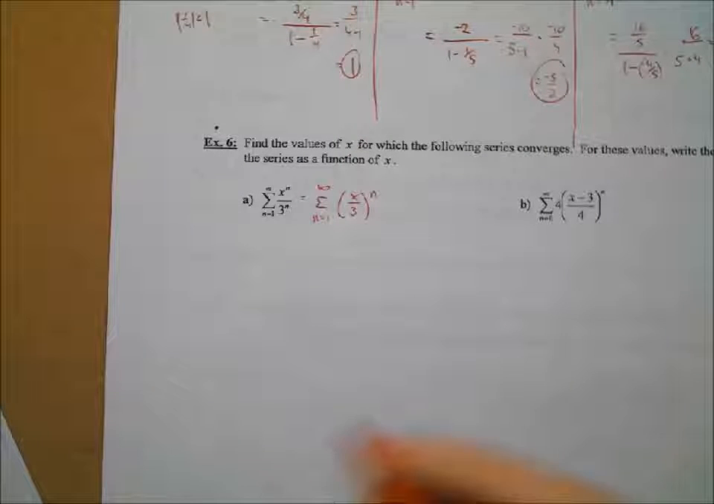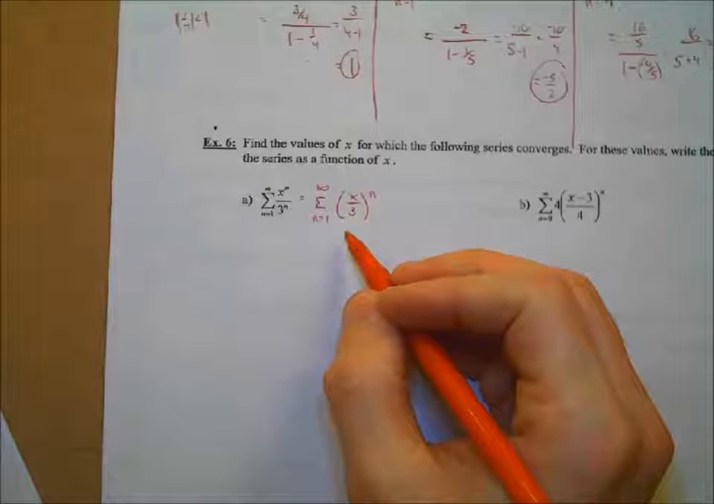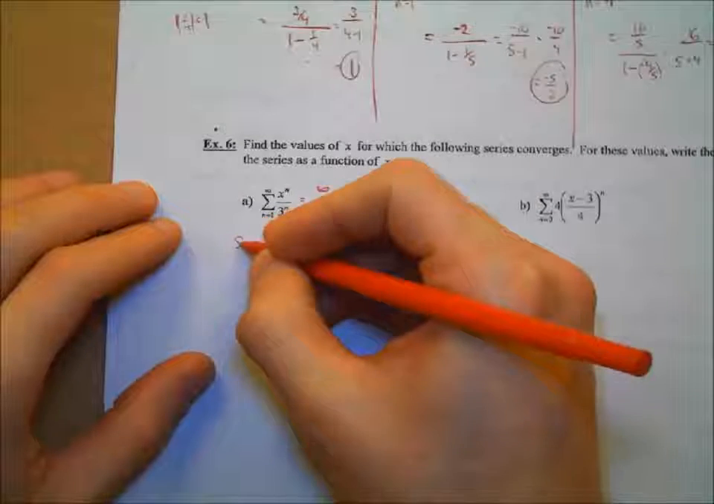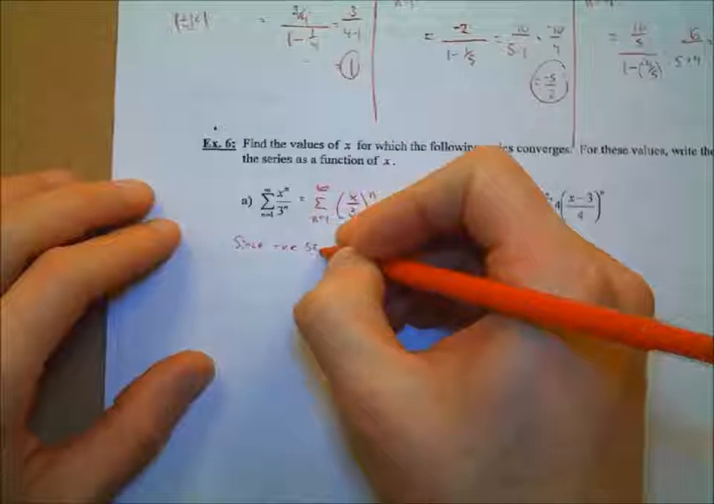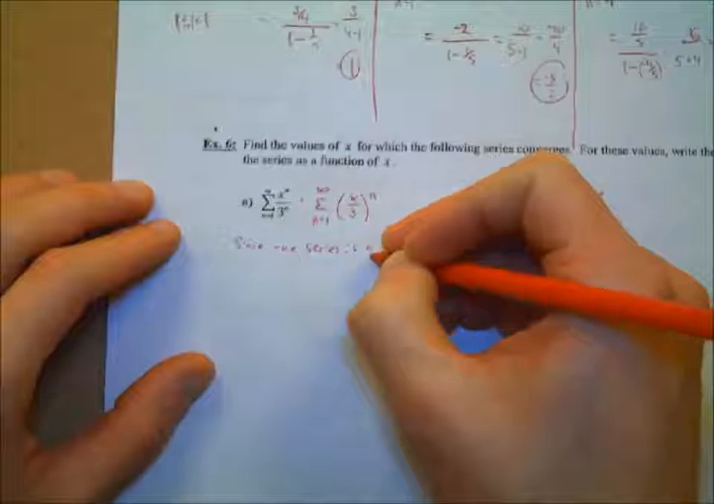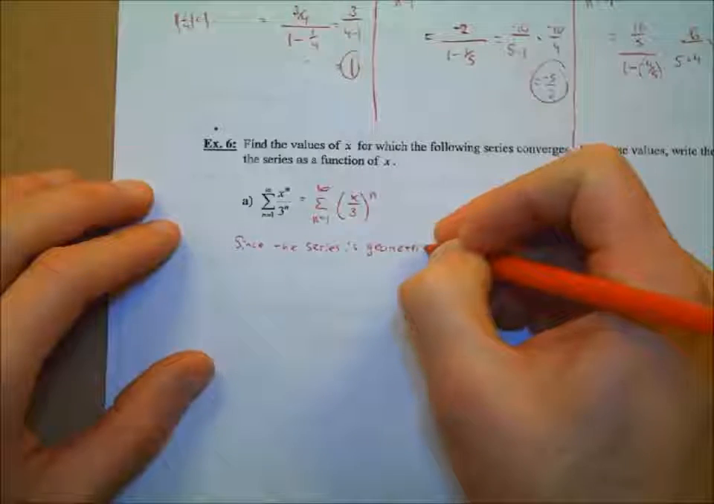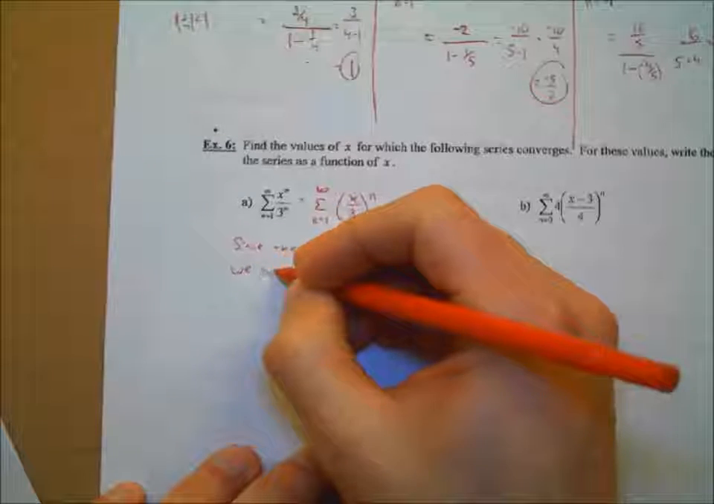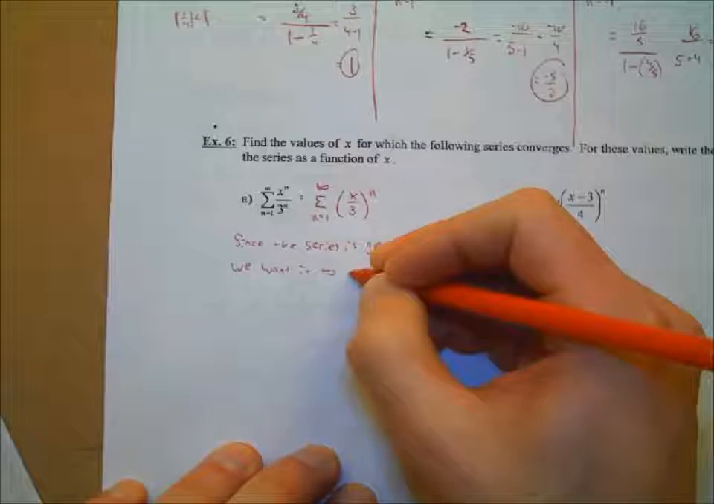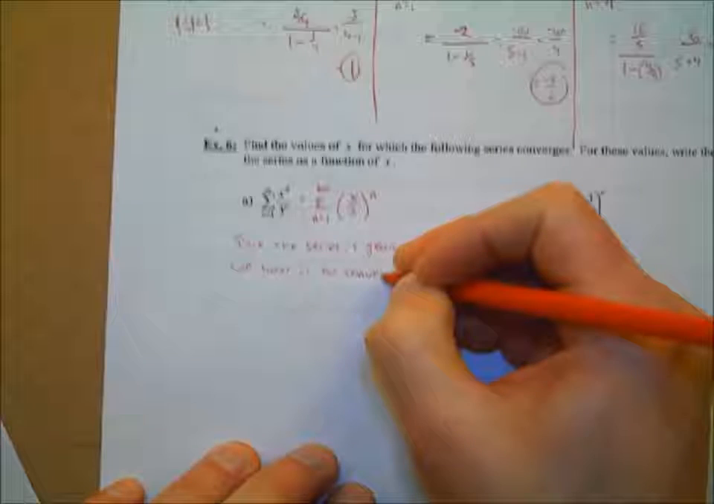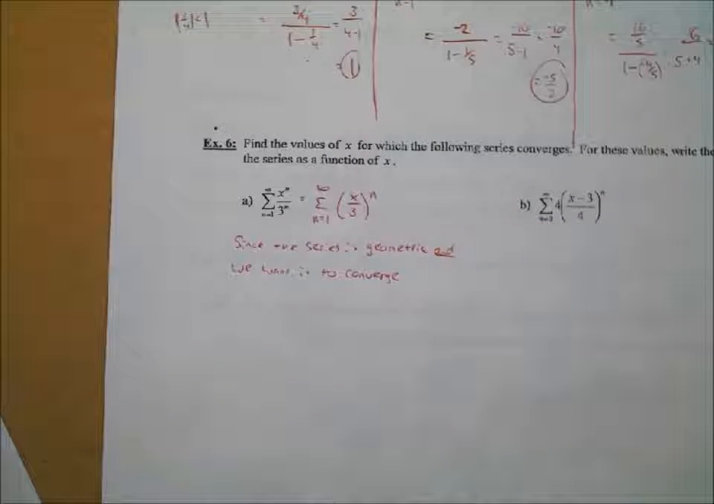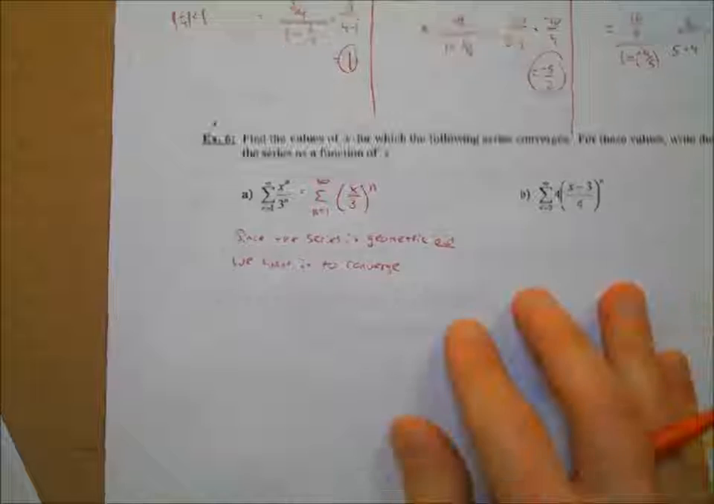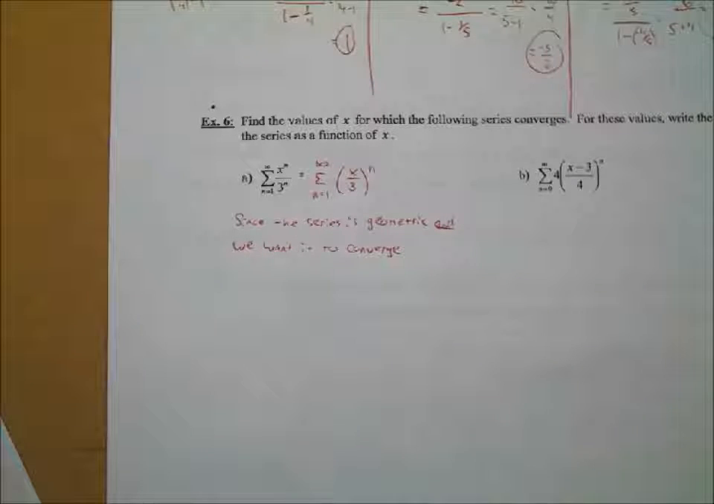All right, so this is clearly what kind of series here? Geometric, right? So since the series is geometric, and we want it to converge. Okay? We want it to converge. Well, what is the rule or what is the requirement for a geometric series to converge? What must be true? R must be less than 1. The absolute value of R must be less than 1.